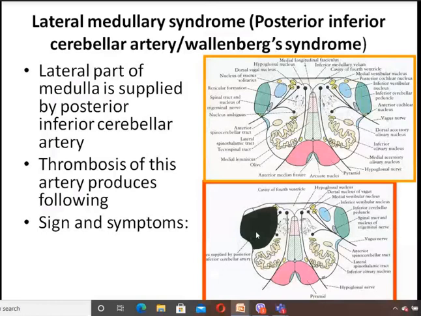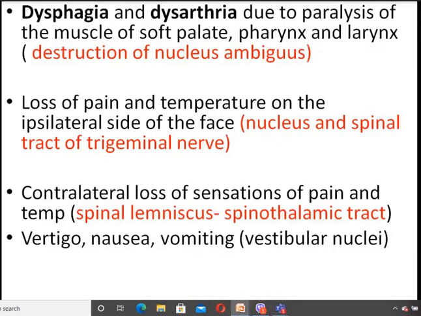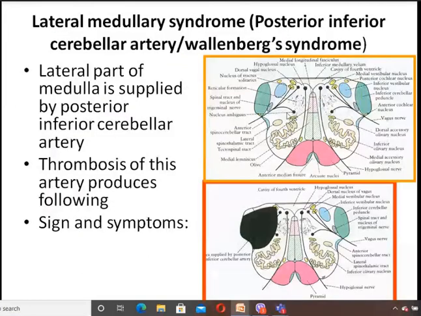If this artery is blocked, or if there is any injury to it, it can cause lack of arterial supply to the lateral part of the medulla oblongata. So this area will be in lack of oxygen supply, and it can cause dysphagia and dysarthria due to the paralysis of muscles of the soft palate, pharynx and larynx. It is because of the destruction of the nucleus ambiguus. Yesterday I discussed the nucleus ambiguus, which is here. Because of the lack of arterial supply, this nucleus will be damaged.